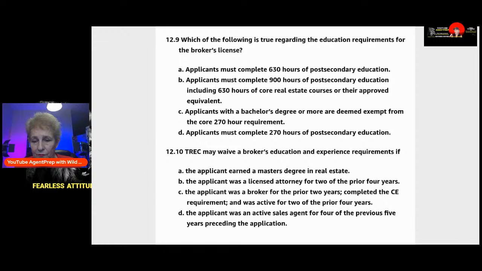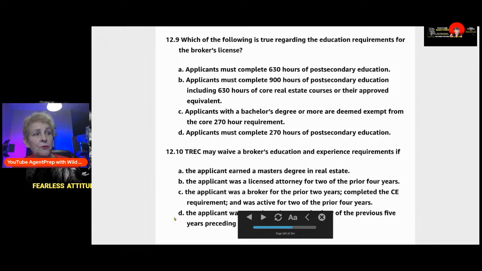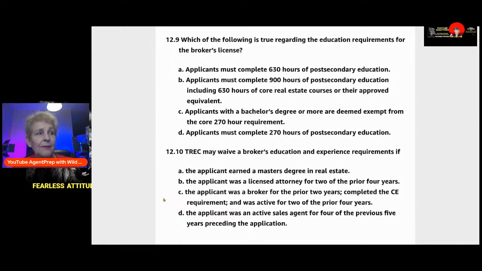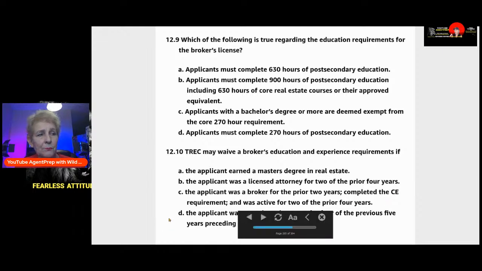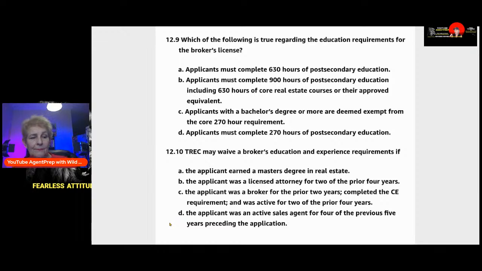Okay, perfect. All right, last question for the evening for Texas State. So TREC may waive a broker's education and experience requirements if A, the applicant earned a master's degree in real estate. B, the applicant was a licensed attorney for 2 of the prior 4 years. C, the applicant was a broker for the prior 2 years, completed continuing education requirements, and was active for two of the prior 4 years. D, the applicant was an active sales agent for 4 of the previous 5 years preceding the application. So which one is it? Long descriptions, right?